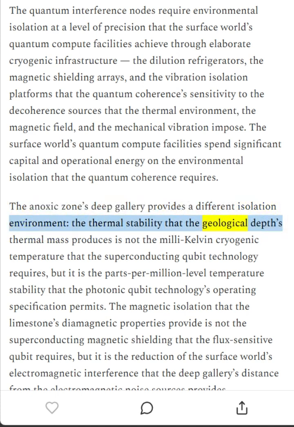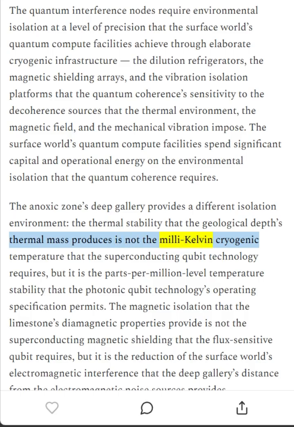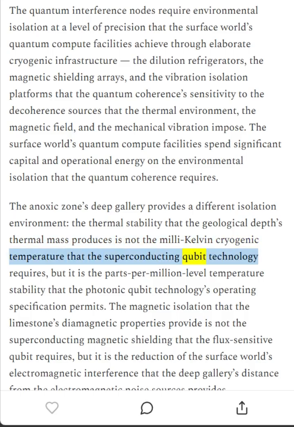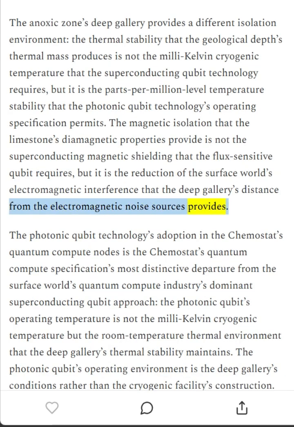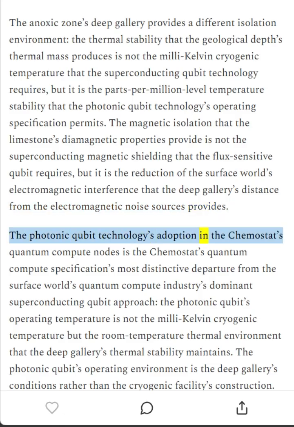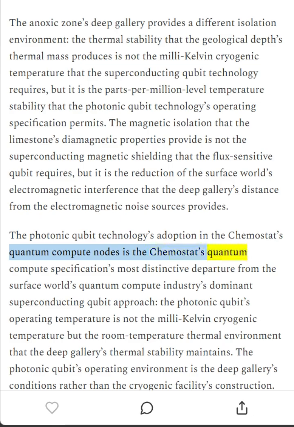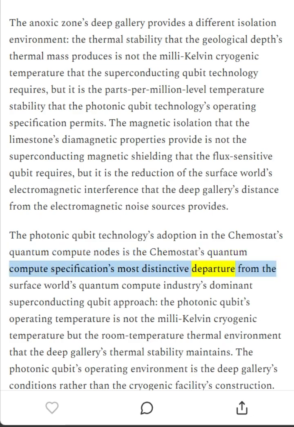The thermal stability that the geological depth's thermal mass produces is not the millikelvin cryogenic temperature that the superconducting qubit technology requires, but it is the parts per million level temperature stability that the photonic qubit technology's operating specification permits. The magnetic isolation that the limestone's diamagnetic properties provide is not the superconducting magnetic shielding that the flux-sensitive qubit requires, but it is the reduction of the surface world's electromagnetic interference that the deep gallery's distance from the electromagnetic noise sources provides. The photonic qubit technology's adoption in the chemostat's quantum compute nodes is the chemostat's quantum compute specification's most distinctive departure from the surface world's quantum compute industry's dominant superconducting qubit approach.